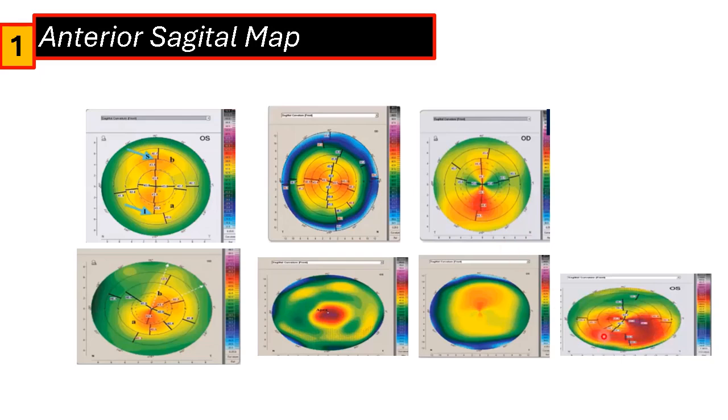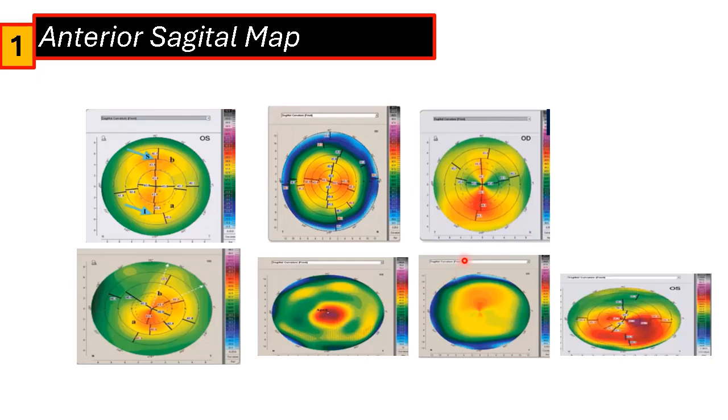This is also the shape of the clawing or crab claw appearance, or the kissing pigeons of pellucid marginal degeneration. However, as I said, this is, for example, the apex of the cone. But as I said before, to determine the exact location and the shape of the apex of the cone, it is better to rely on the elevation map rather than the axial map.